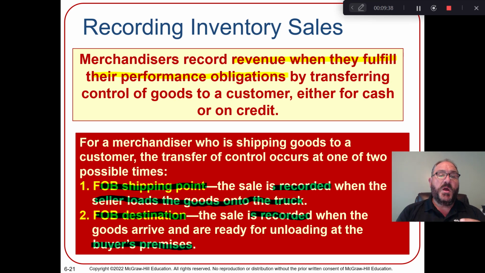So with FOB shipping, like the example they gave before on the bicycles, as soon as the company put those bicycles on the truck, those bicycles belong to Walmart. If it was FOB destination, they wouldn't belong to Walmart until they were actually received at Walmart's store or place of inventory or what have you.